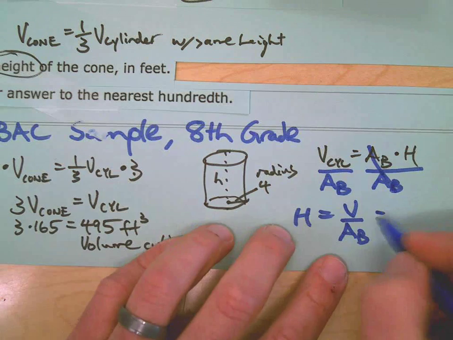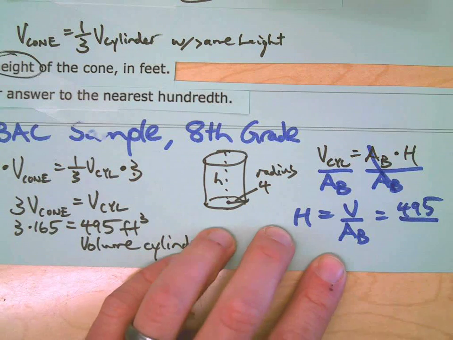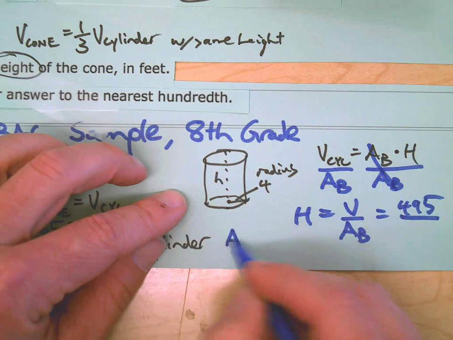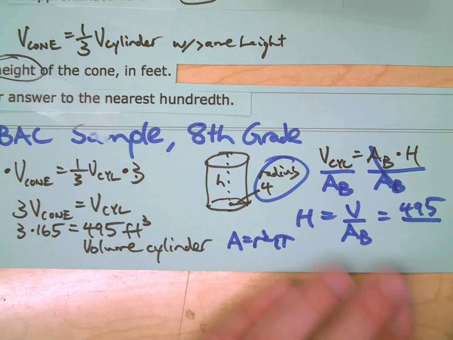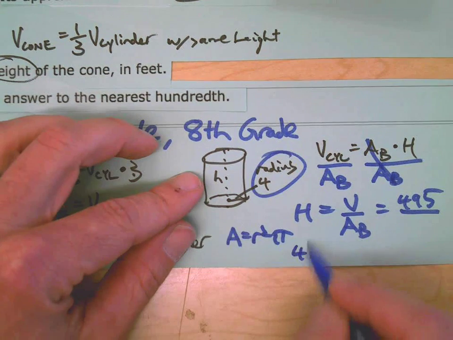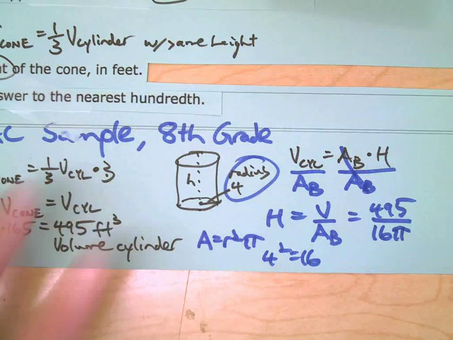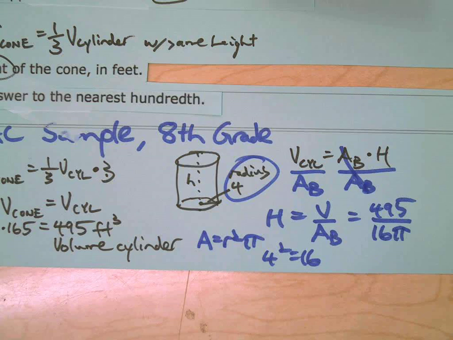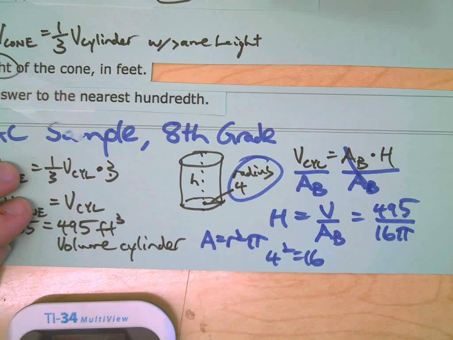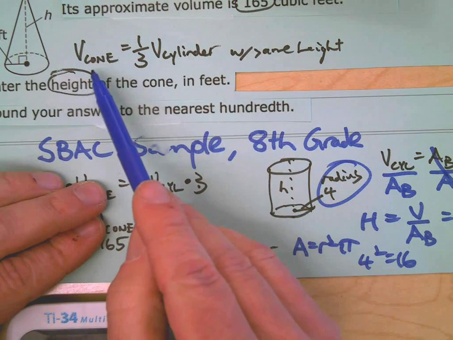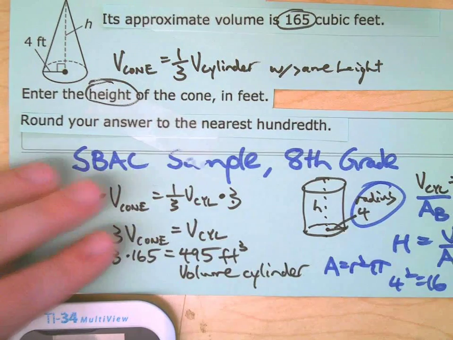Okay? So we know the volume is 495. We know the area of the base, area of a circle, is r squared times pi, right? We have the r, so we're going to go 4 squared, which is 16. So 495 divided by 16 pi is going to give us the height of the cone. There's really no geometry at all here other than remembering this relationship between a cone and a cylinder with the same height. Okay? 3 cones fit in the cylinder.